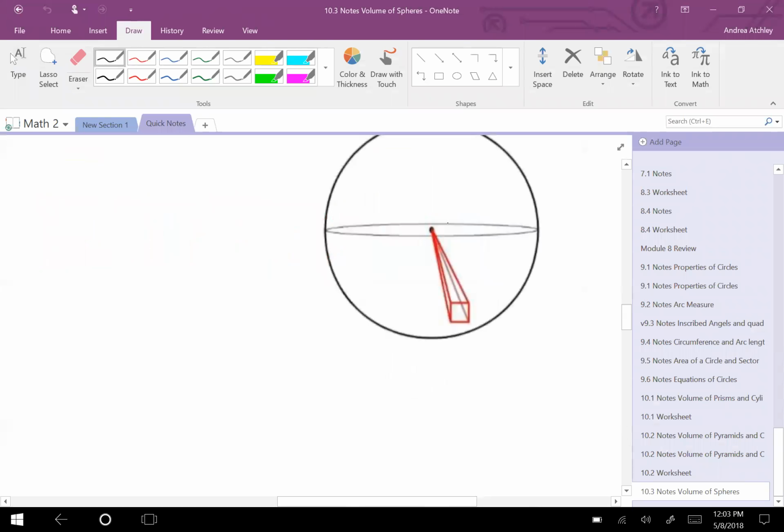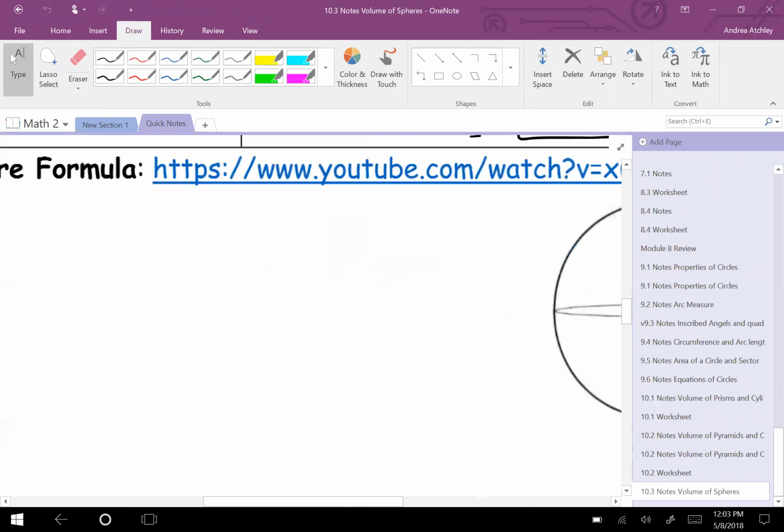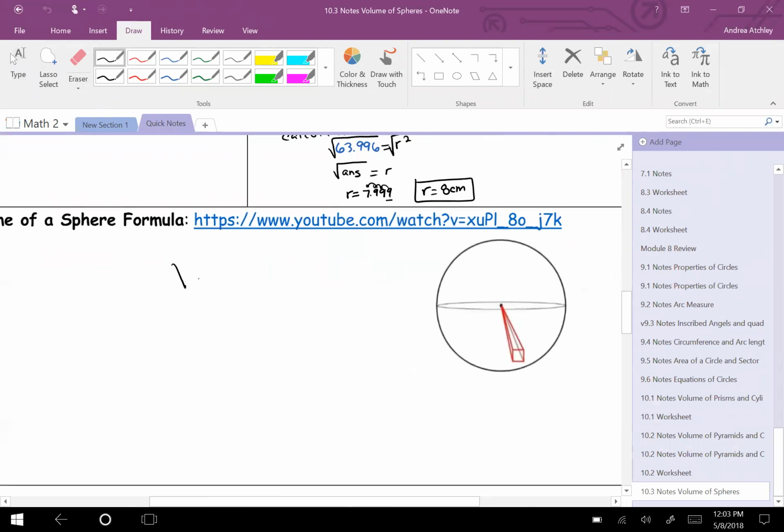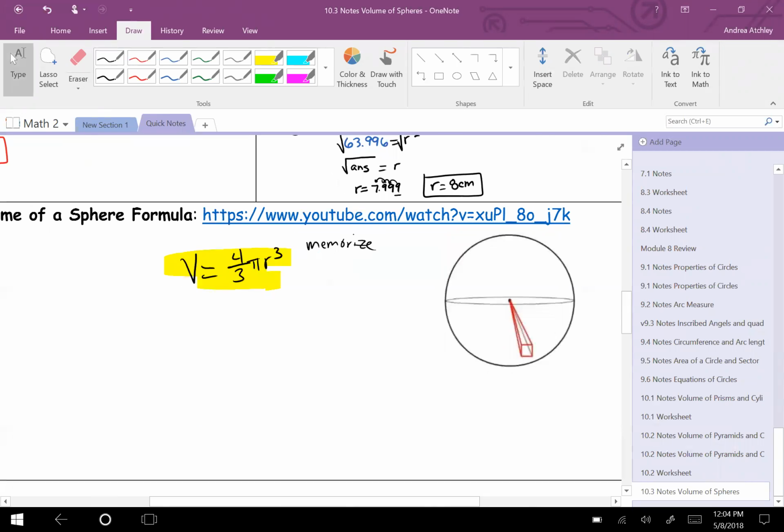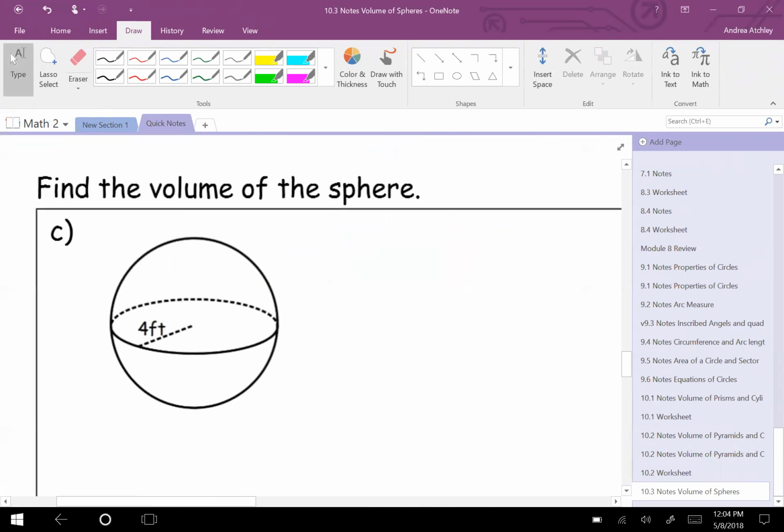Okay, so we had all of these little pyramids that we added all up to get the formula for the volume of a sphere, and then you just need to memorize this. Volume equals 4/3 pi r cubed. Highlight it, memorize. Any questions over that? Okay, so now let's use it. On the back, you want to find the volume of the sphere.